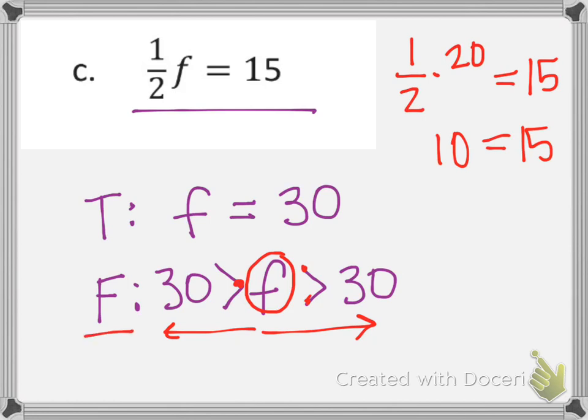Anything bigger than 30, well, let's do another easy one. Half of 40, 40 is bigger than 30. Half of 40 would have to be equal to 15, and half of 40 is 20. And does 20 equal 15? No, 20 is not equal to 15, just like we said it would be. Anything greater than 30 for f makes it false. Anything less than 30 for f makes it false. The only way that it's true is if f equals 30.